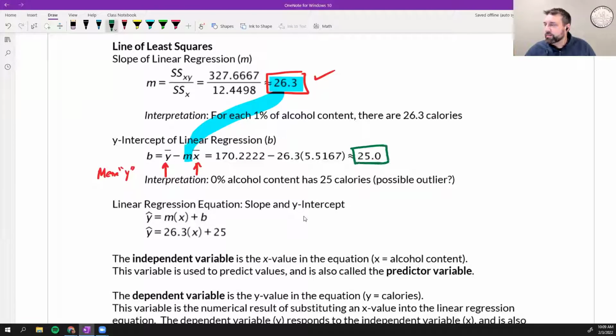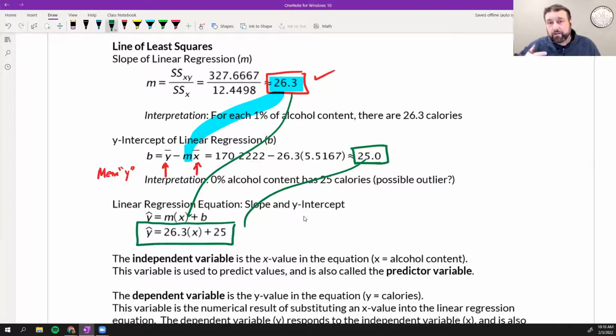This is your y-intercept. So when we take our slope and we take our y-intercept and we put them all together, this is the equation of our line of best fit. This is the line that best fits our 9 data points, okay?